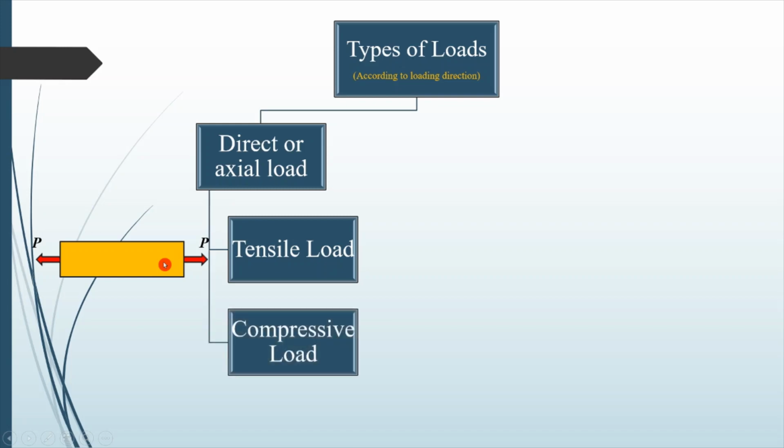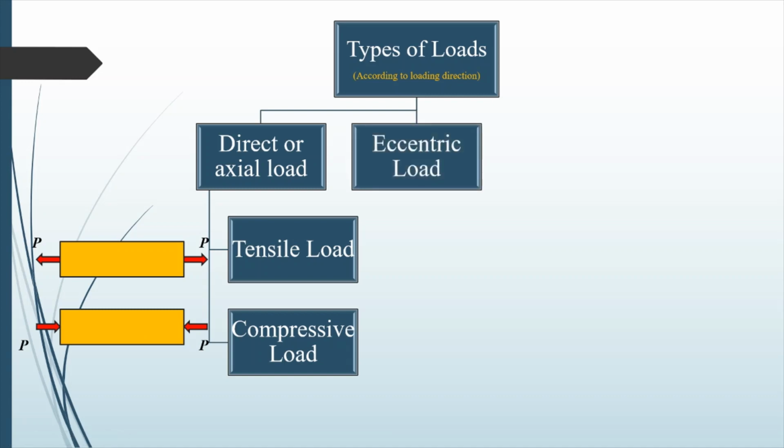Next we will study compressive load. Compressive load is the opposite of tensile load. When the body is acted upon by two axial forces which are coming towards the body. In this diagram, you are observing that this force P is acting towards the left on the right hand side, and force P is acting towards the right on the left hand side. So both forces will try to compress the body. Such loading is called compressive loading.